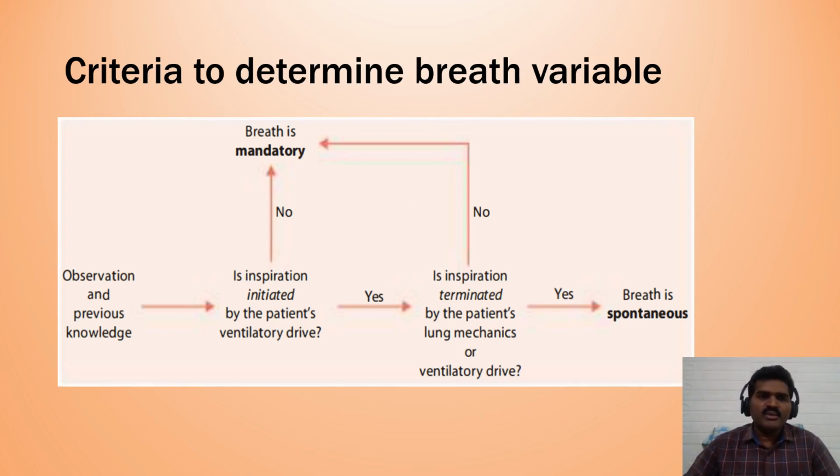Observation and previous knowledge. Look at whether the inspiration is initiated by the patient's ventilatory drive. If the patient is not able to initiate a ventilation, you go for a mandatory breath. If the patient is able to initiate a ventilation, is inspiration terminated by the patient's lung mechanics or the ventilatory drive? If it is not the case, you go for a mandatory ventilation. If the patient is able to initiate and terminate his own breath, you go for a spontaneous ventilation.